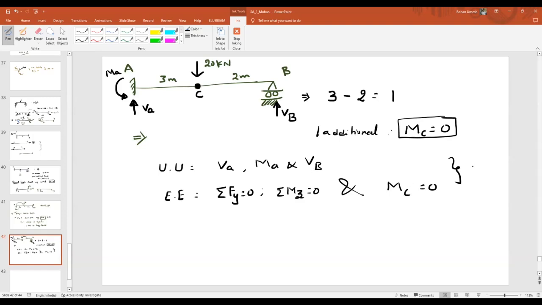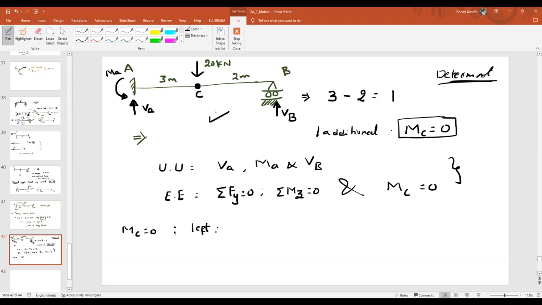3 unknowns, 3 equations. So is this determinate or indeterminate? Determinate. Now tell me, suppose I take moment at point C equal to 0. Tell me the equation if you look at it from the left side. What is the moment at point C?